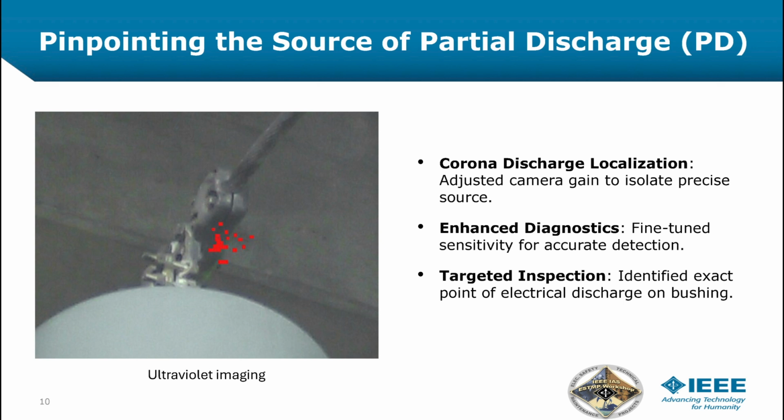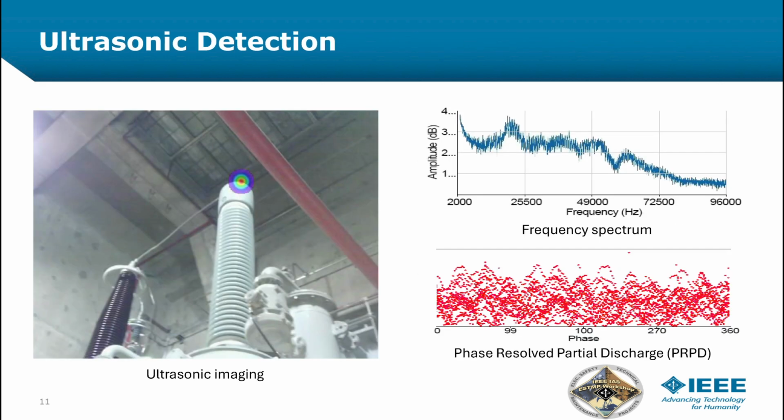Pinpointing the source of the partial discharge, corona: you can adjust the gain up or down on the camera. You can actually see exactly where it's coming from. By enhanced diagnostics, fine-tuning the sensitivity for accurate detection, you can actually see where the corona was coming out. Targeted inspection and identifying the exact point of electrical discharge on this bushing made it possible for us to identify what the problem was. Ultrasonic detection.